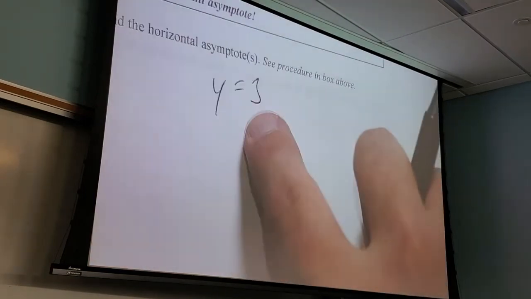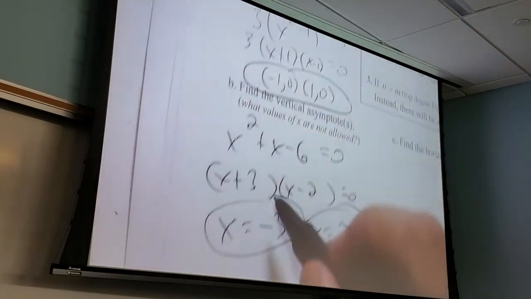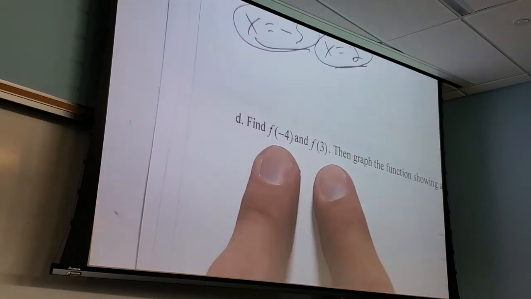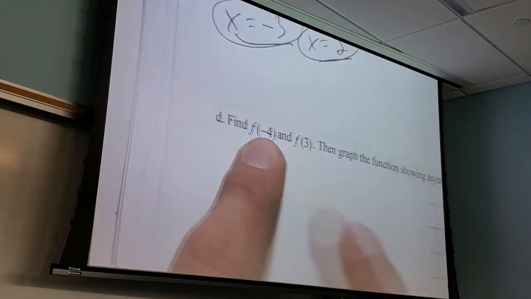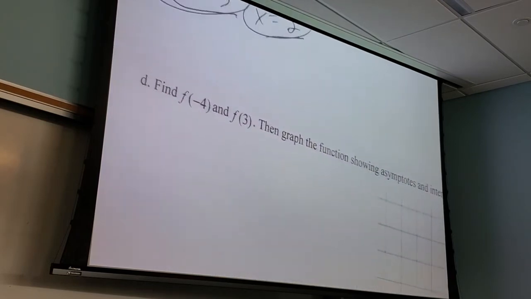All right, so go ahead and try. So there's my wall, my horizontal wall. There's my vertical walls, and there's my intercepts. Go ahead and try to figure out those values, and then see if you can graph it. Put all that stuff together.